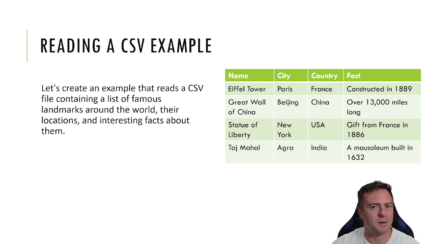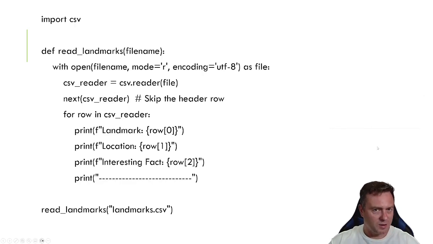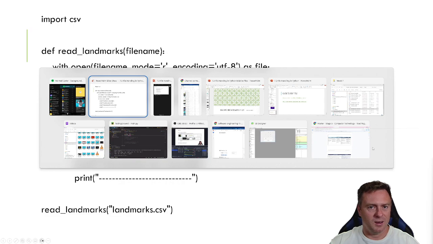So let's create an example that reads a CSV file containing a list of famous landmarks all around the world, their location, and interesting facts about them. So we've got the name, the city, the country, and then the fact. So we've got Eiffel Tower, Paris, France, and then it was constructed in 1889. Let's have a go of this in PyCharm.